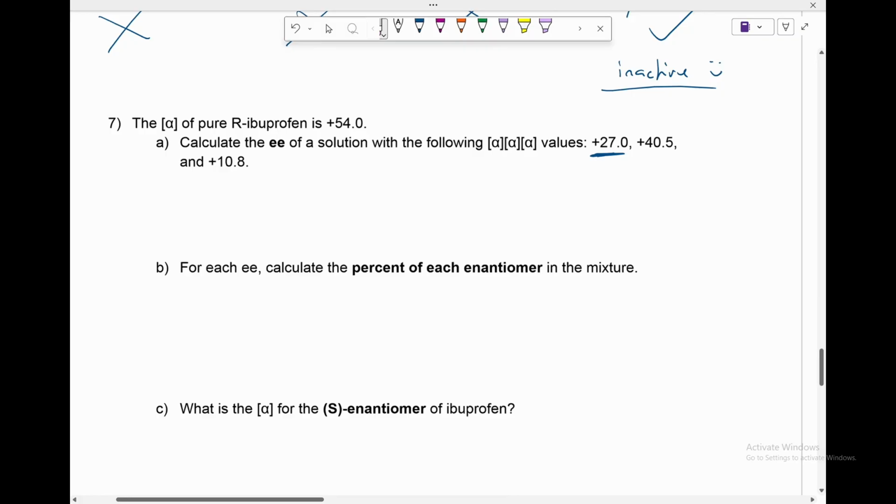Given the specific rotation, alpha, given that the specific rotation of pure R-ibuprofen is plus 54, calculate the enantiomeric excess of a solution with the following specific rotation values. And this is the mixture.